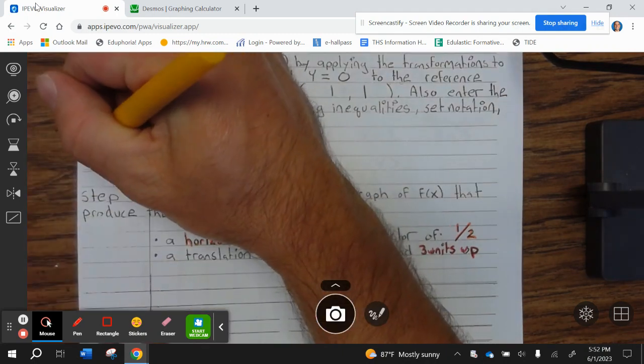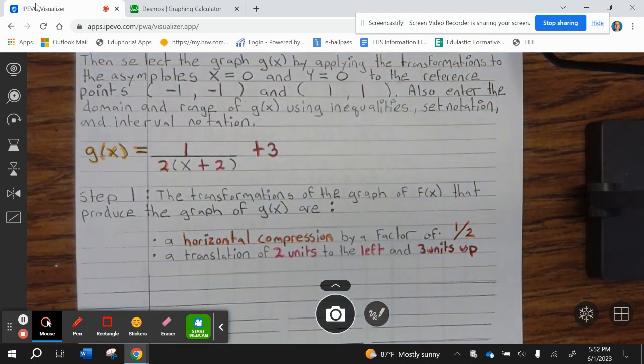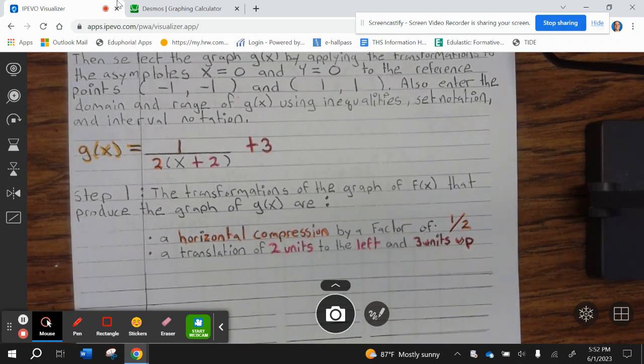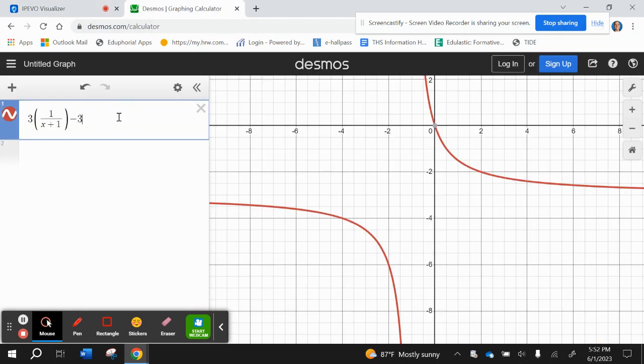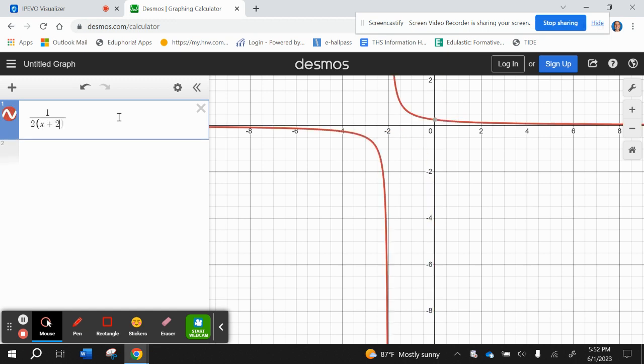Okay, so we're going to go ahead and graph g of x in yellow here in a few minutes. Okay, the transformations are a horizontal compression by a factor of 1/2, a translation of 2 units to the left, and 3 units up. All right, and before I turn the page, let's go ahead and type that into Desmos so we have it available. So 1 divided by 2, parentheses, x plus 2, plus 3.